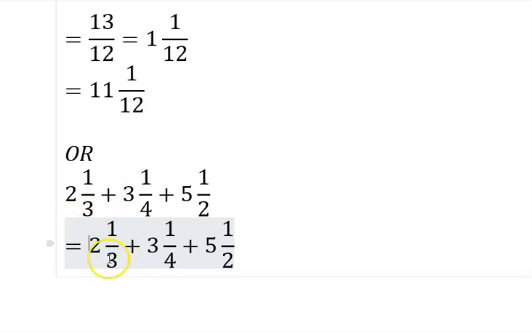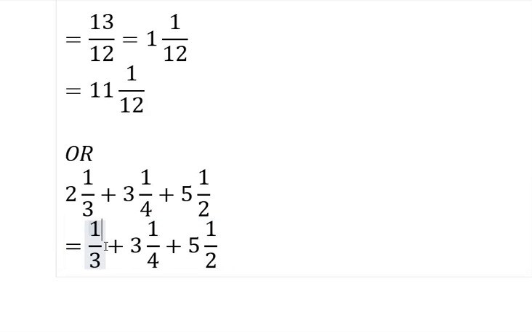So it will say 3 times 2 will give you what? 6. 6 plus 1, 7. That's 7 over 3. That's what we have here. We have 7 over 3 here. Good. Let's convert this one. 4 times 3 will give you what? 12. 4 times 3 is 12. 12 plus 1 will give you what? 13. That's 13 over 4.